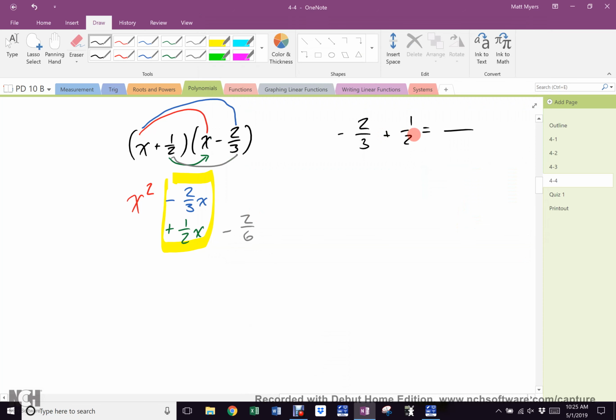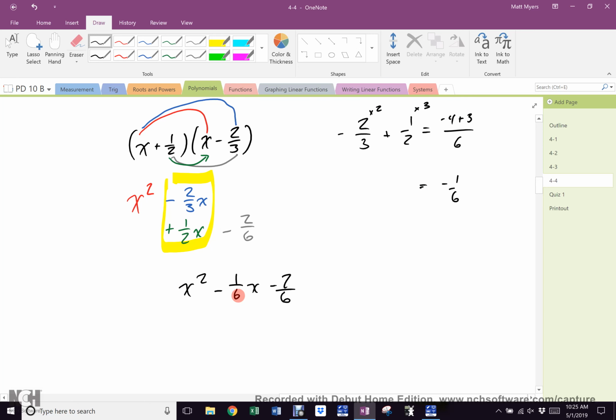Here is where we left off. We need to add these like terms, yes? What is the common denominator? 6. Excellent, which means this is what? 4 by 2, and this is multiplied by 3. So I get negative 4 plus 3, which is negative 1/6, yes? So I get x squared minus 1/6 x minus 2/6, yes?